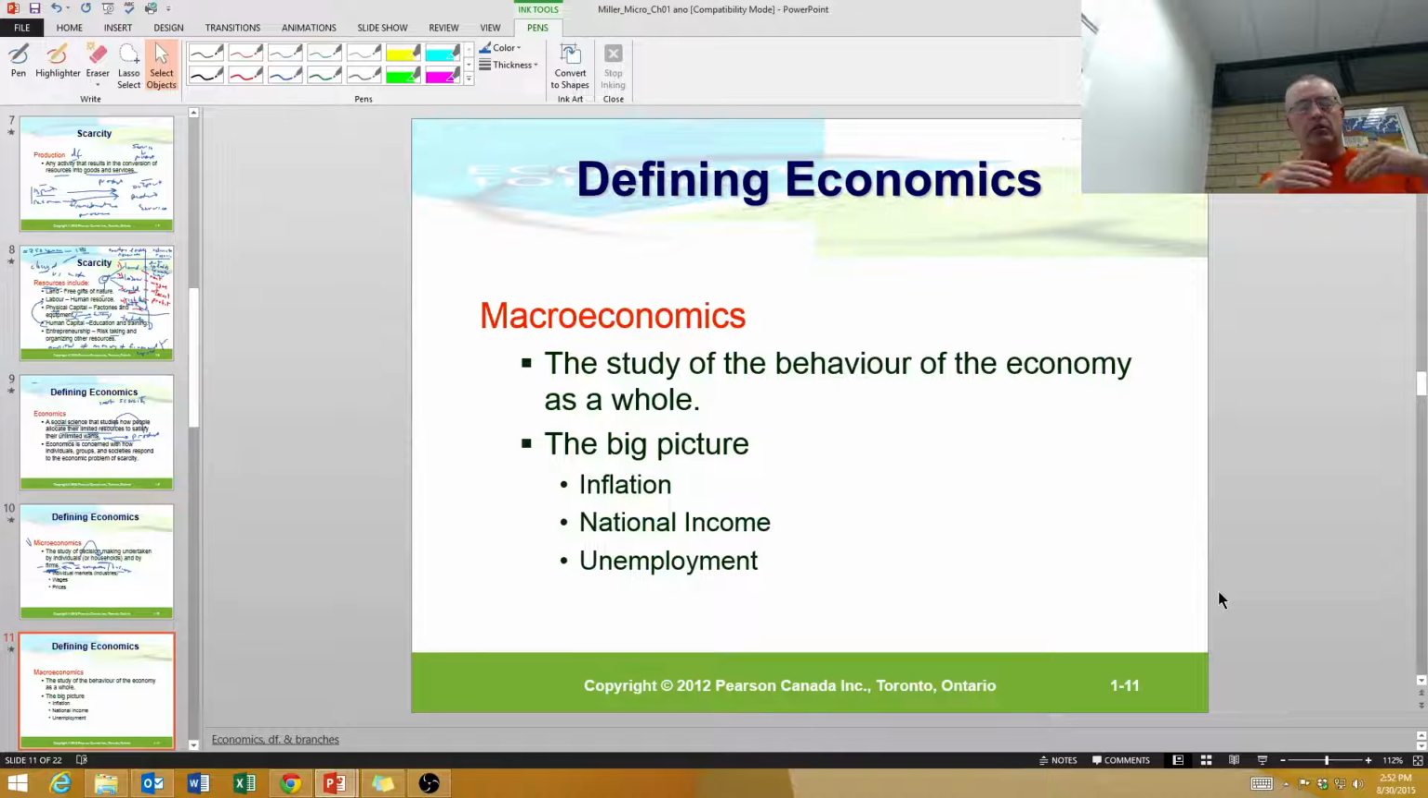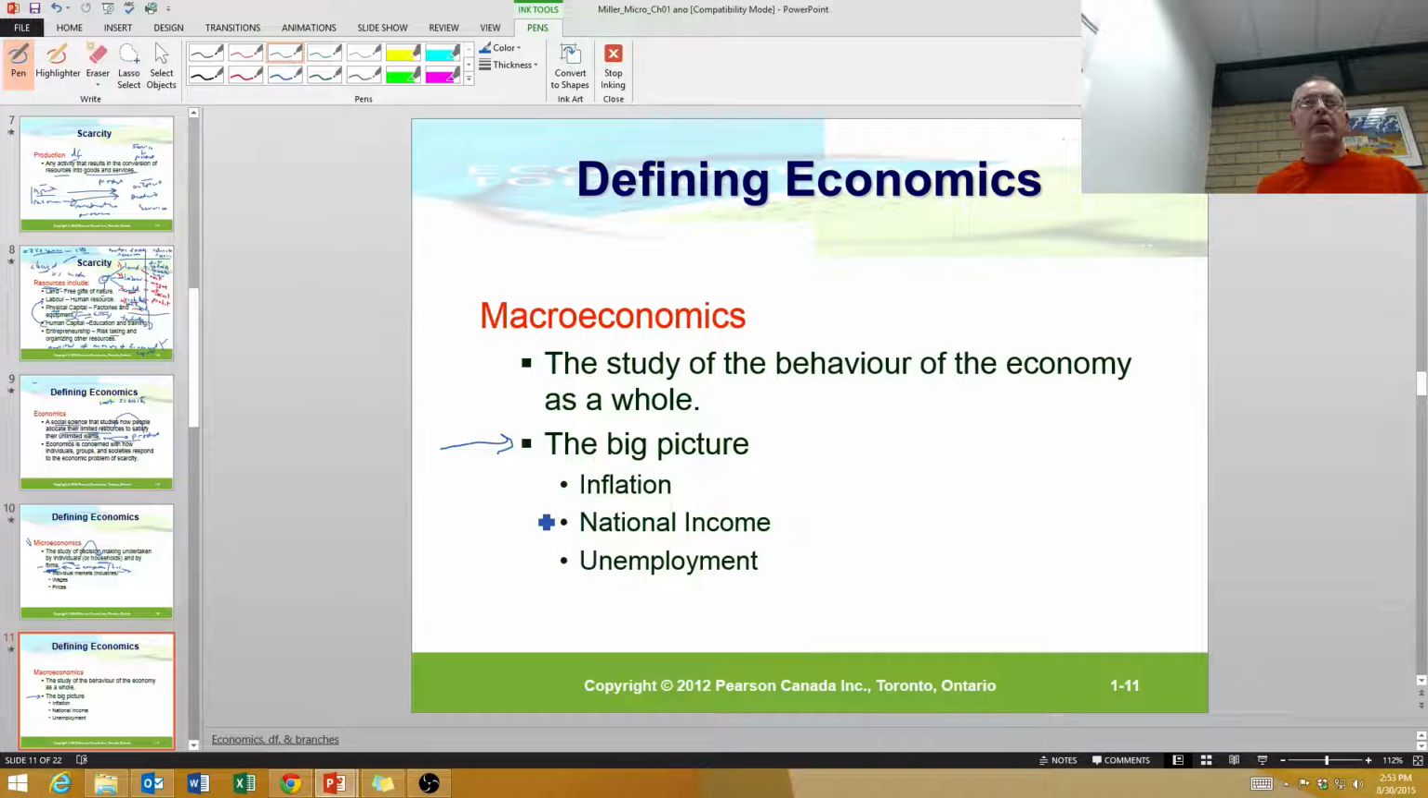So macro simply means large scale. It looks at the so-called big picture, and if you're taking macroeconomics next term, which I believe most of you are, macro looks at three big things. We'll come back to what macro is in a bit, in chapter 2.